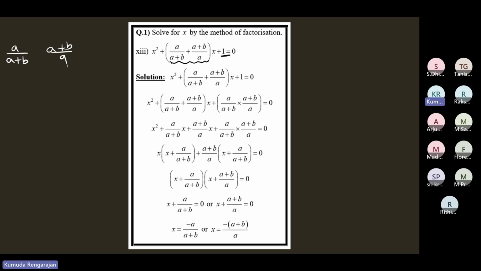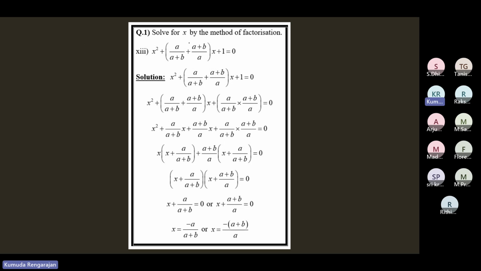You cannot write anything; you should use something from the equation. In the equation, you have a by a plus b by a. So use the same thing. This expression a by a plus b, its reciprocal is a plus b by a. And we know that its product is 1. That's all you'll have to do.